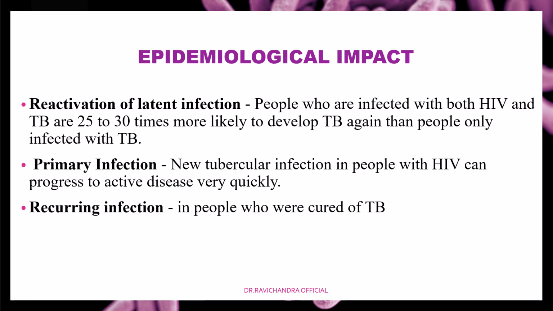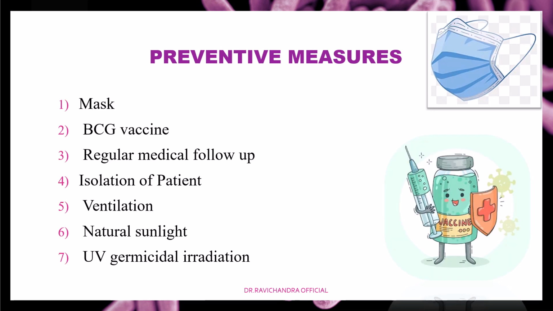Coming to the epidemiological impact, reactivation of the latent infection. People who are infected with both HIV and TB are 25 to 30 times more likely to develop tuberculosis again than the people who are infected with tuberculosis only. Primary infection, new tubercular infection in people with HIV can progress to active disease very quickly. And recurring infection in people who are cured of tuberculosis is common.